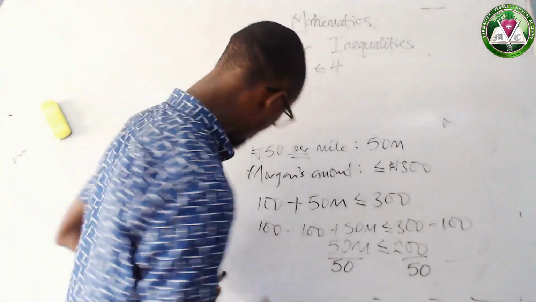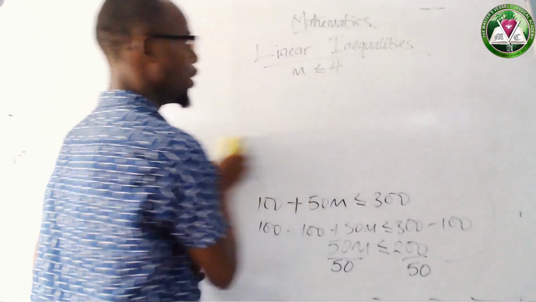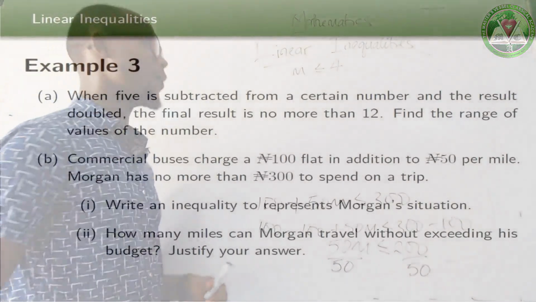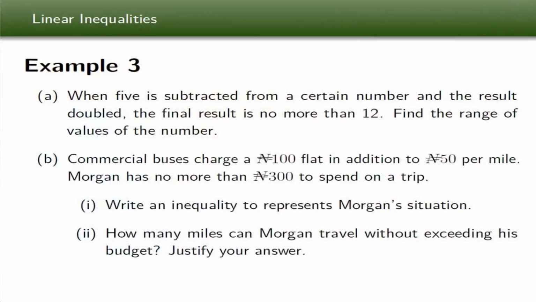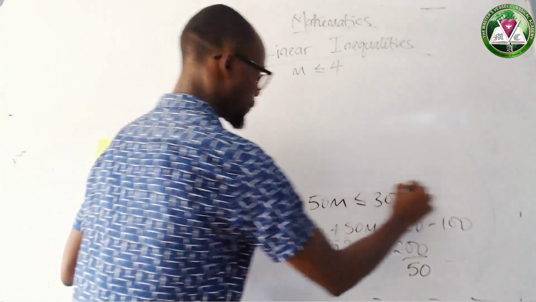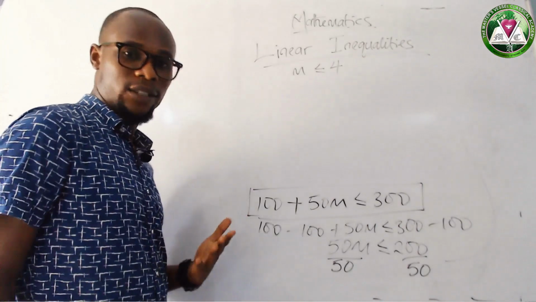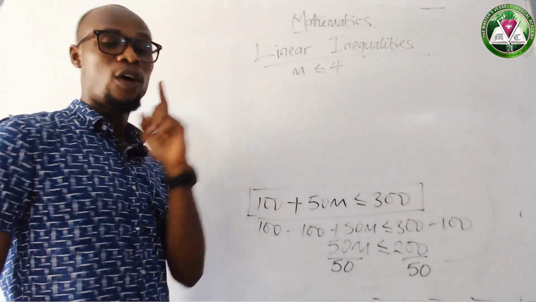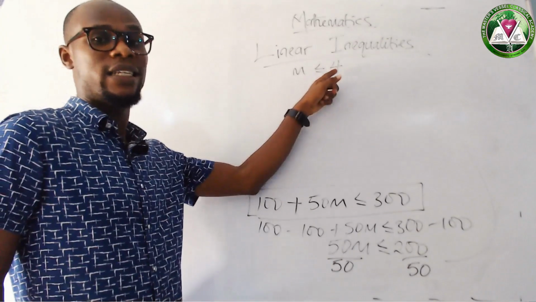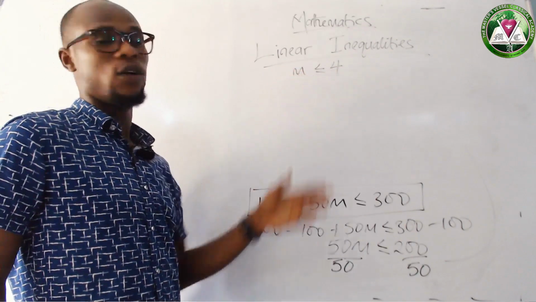Now what does this mean? This takes us to the next part of the question, which says we need to justify our answer. Remember, the question says we should calculate how many miles Morgan can travel without exceeding his budget. So for this solution to satisfy our inequality, this means that if Morgan has 300 naira to spend, the number of miles he will travel is not going to exceed 4 miles, because the inequality says that m is less than or equal to 4.